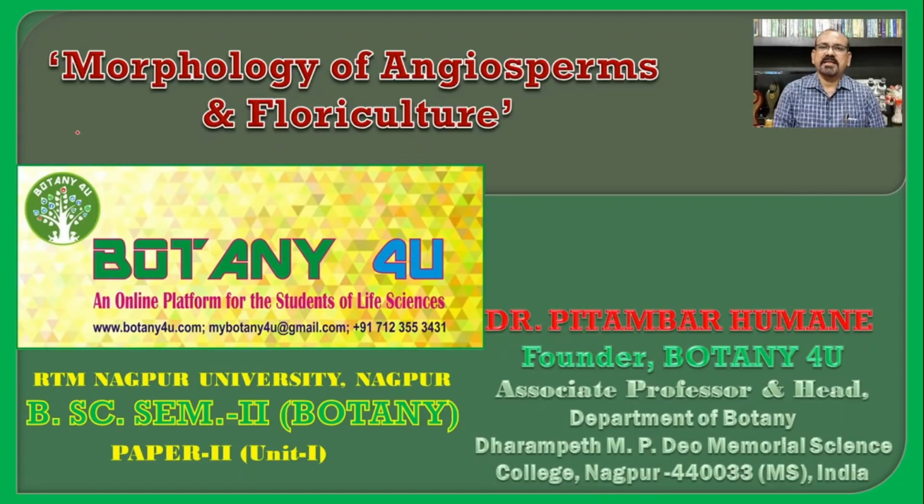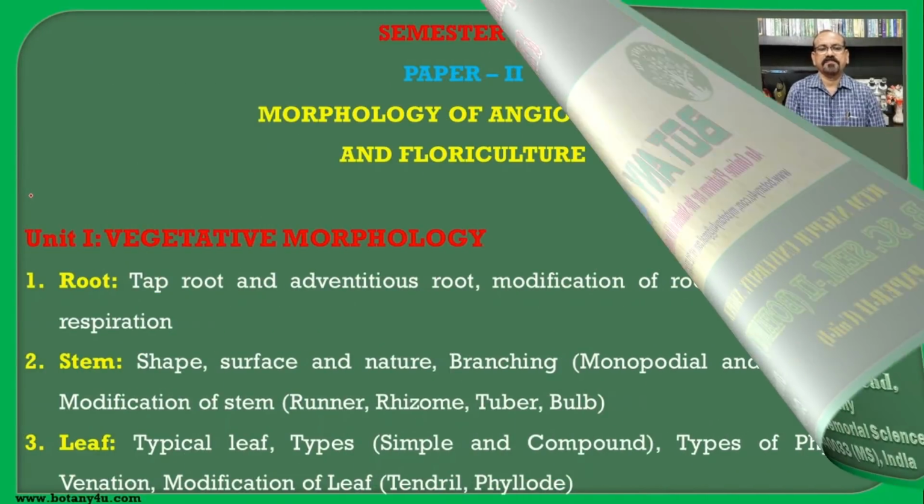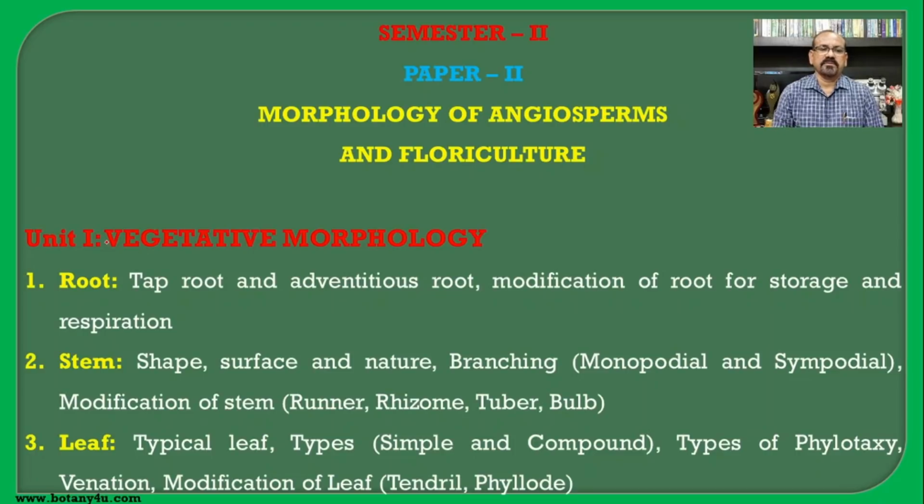So let's see the syllabus of the first unit of this paper 2, that is morphology of angiosperms and floriculture. Unit 1 is based on vegetative morphology. As we have seen, units 1, 2 and 3 are based on the morphology of angiosperms, and floriculture is in unit 4. This vegetative morphology includes the root, stem and leaf.